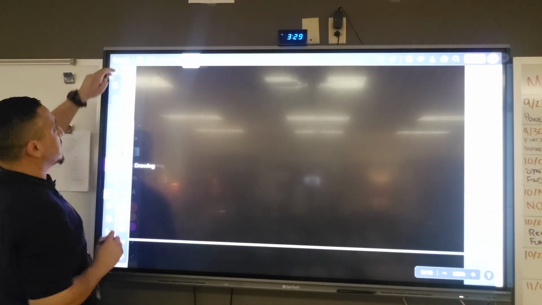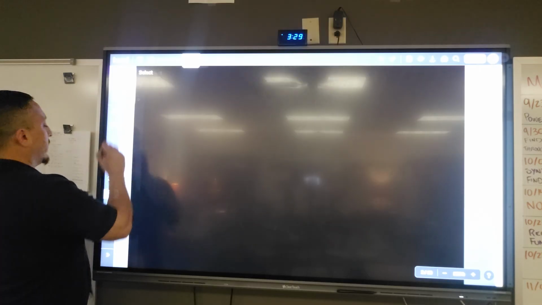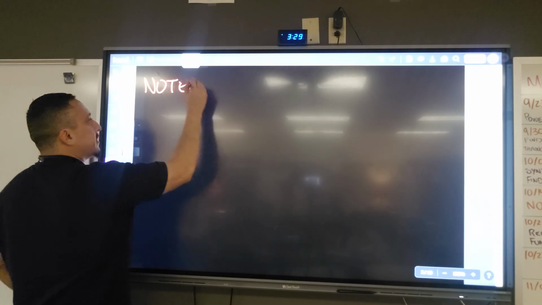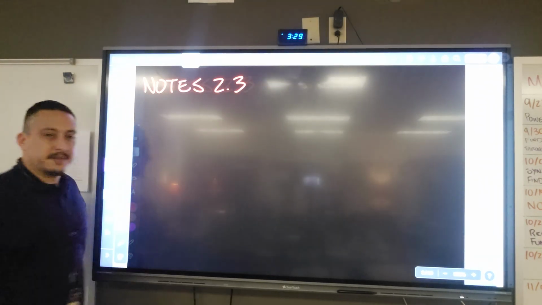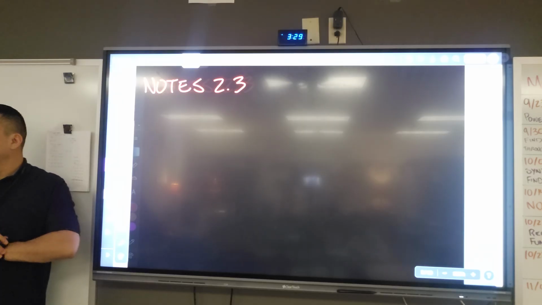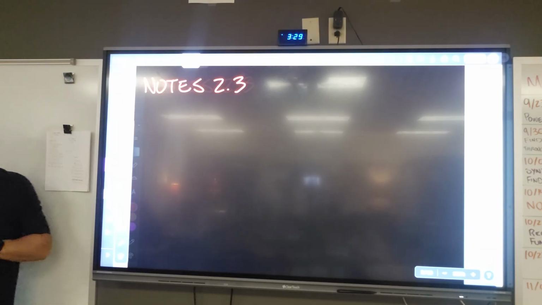Factor by grouping, it's called. When I just say the name, so this is what we can notes 2, 3. When I say factor by grouping, do you know what I'm talking about? Anybody? You should have learned it in Algebra 2.